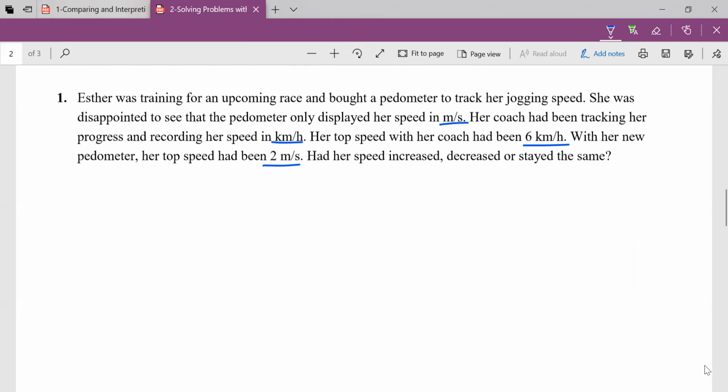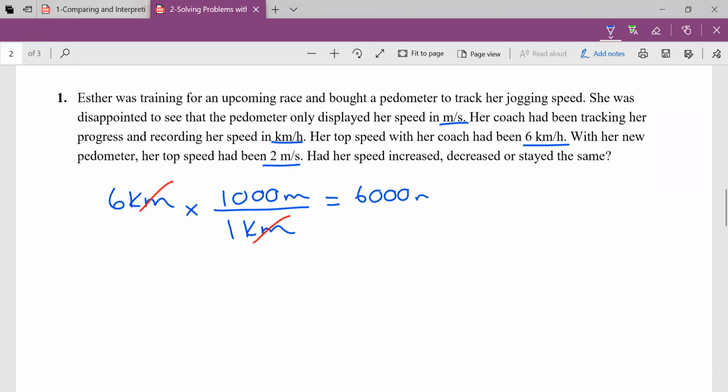Okay, so what I'm going to do here is convert the 6 kilometers per hour into meters per second. First I'm going to convert kilometers into meters, and how I like to do this is by doing a unit analysis. What I know is 1 kilometer is 1,000 meters. Now, how do I know which goes where? What goes on top? What goes on bottom? Well, I want those units to cancel out. So I'm going to put the kilometers on the bottom. Then I go 6 times 1,000, 6,000 meters.